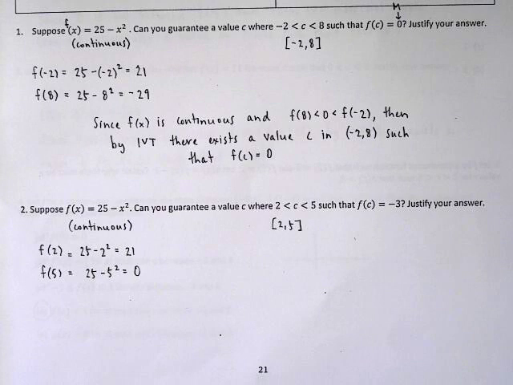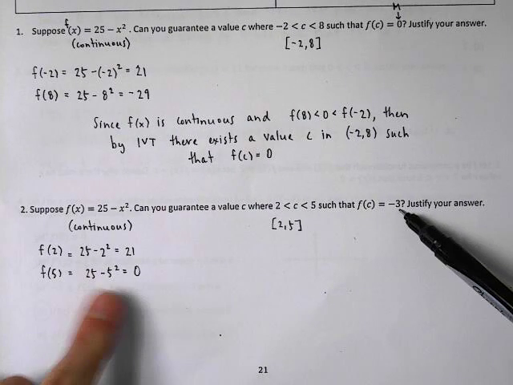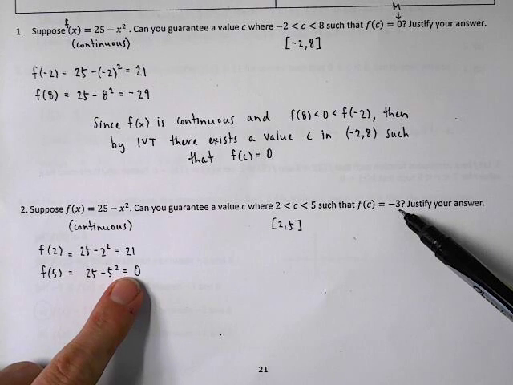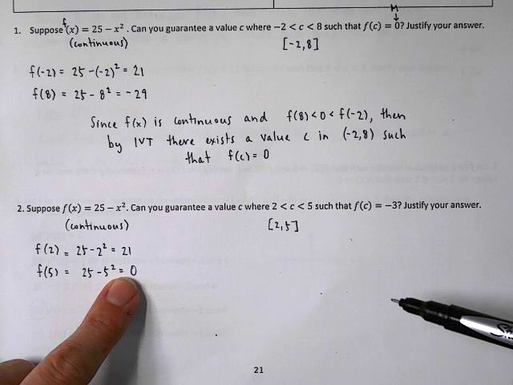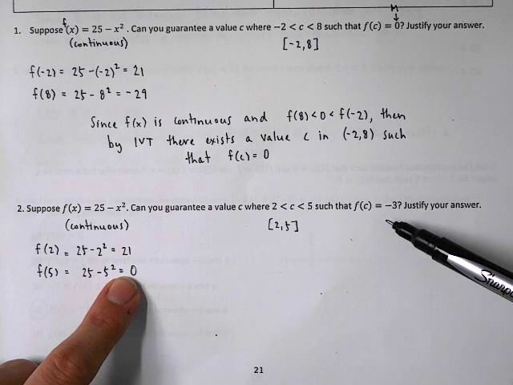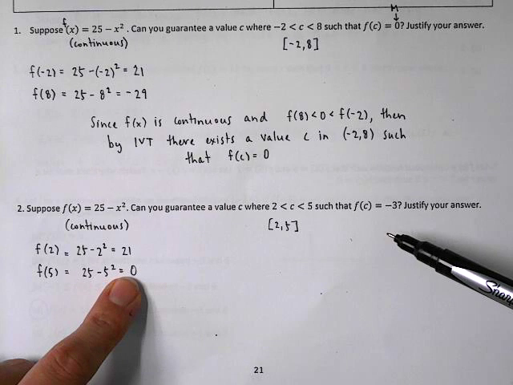And so here I actually notice a problem. This function value is not in between 0 and 21. So I actually cannot use the intermediate value theorem to guarantee that this exists. It doesn't mean that it doesn't exist, it just means that the theorem can't guarantee it.